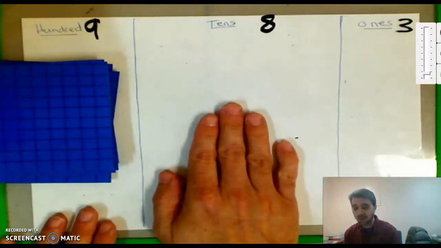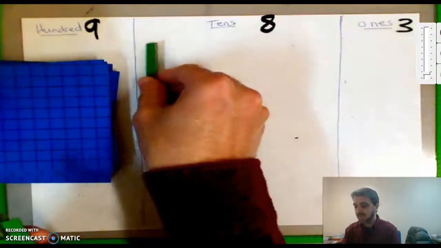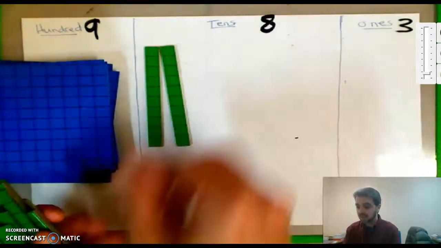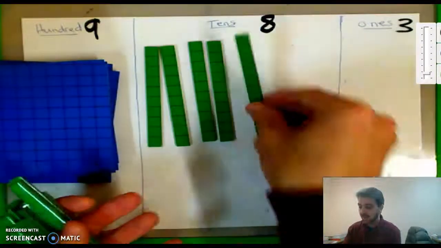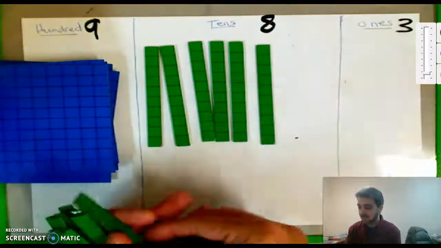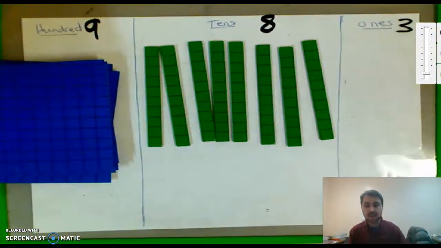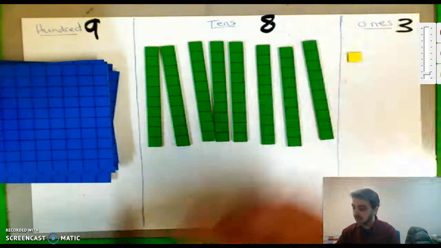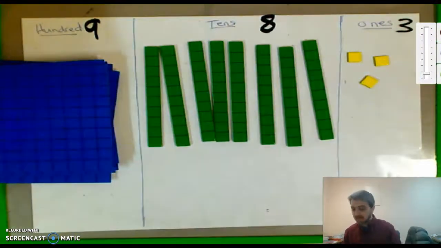Okay, now we go to our tens place, and we have 8 tens. All right, so we're going to put down, count with me, 10, 20. You should be counting out loud. 30, 40, 50, 60, 70, 80. Okay, and now count with me. Just 1, 2, 3.